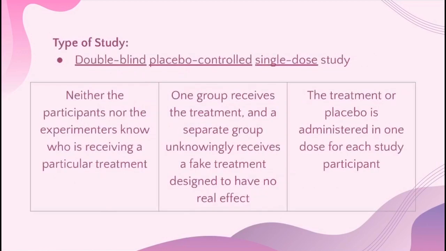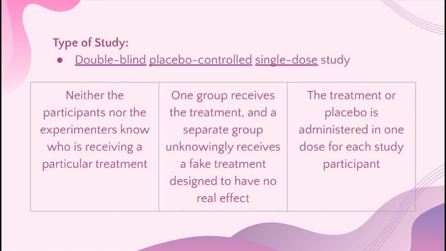The type of study that was done is a double-blind, placebo-controlled, single-dose study. A double-blind study means that neither the participants nor the experimenters know who is receiving a particular treatment. This ensures that there is less bias that can influence the results of the study.